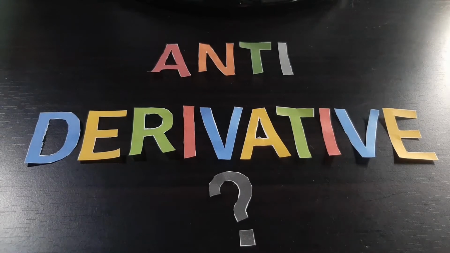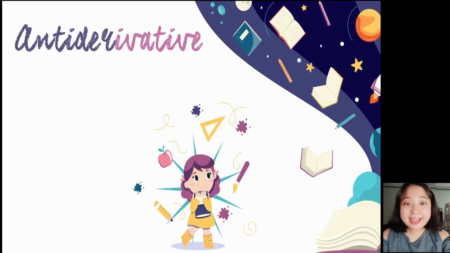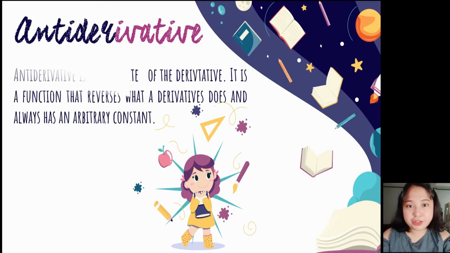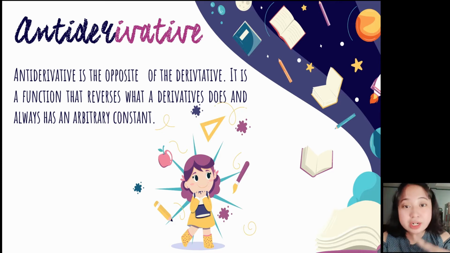But what exactly is an antiderivative? Well, an antiderivative is the opposite of a derivative. It is a function that reverses what a derivative does and always has an arbitrary constant. To further comprehend this, let's look at the illustration.